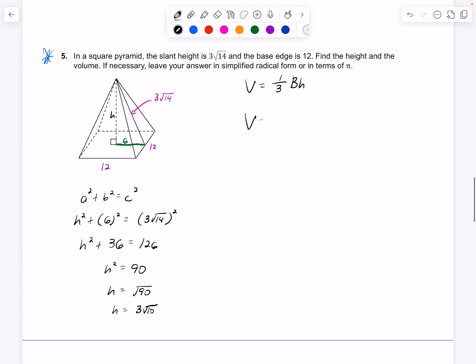Now we can go back and find the volume by doing the area of the base. Remember, as it said in the problem, the base is a square. So my area formula is just going to be that side squared, so 12 squared, times the height, which is 3 times the square root of 10. When I do this, my 1/3 right here and my 3 are going to make 1. So 12 squared is 144 times the square root of 10. And that's going to be my volume. So I put it as units cubed. Okay, that's number 5. Again, I'm trying to give you a variety of different types of figures.